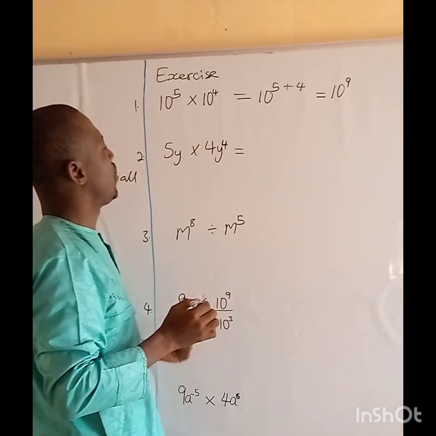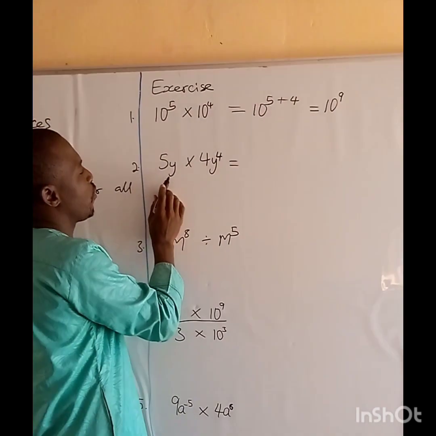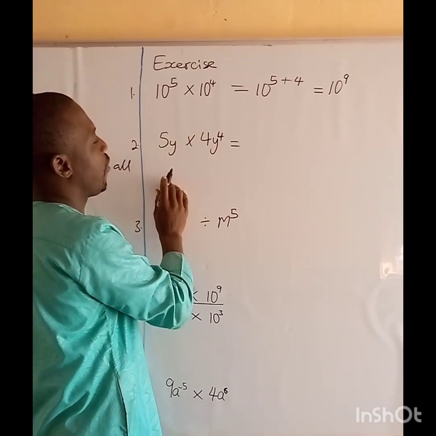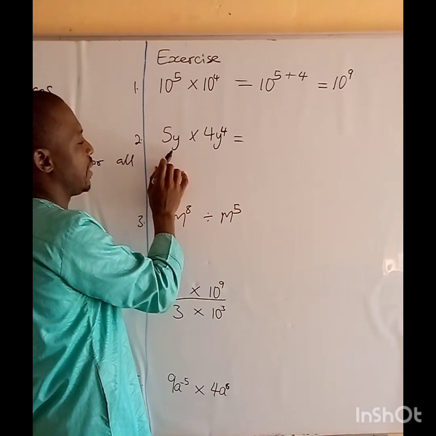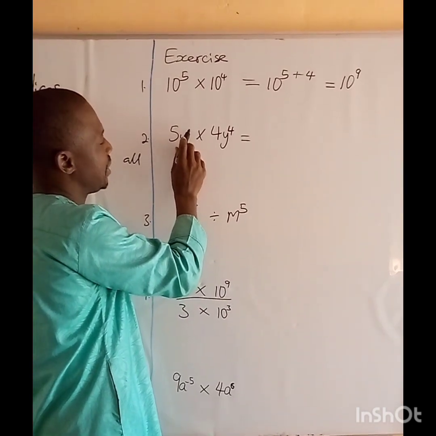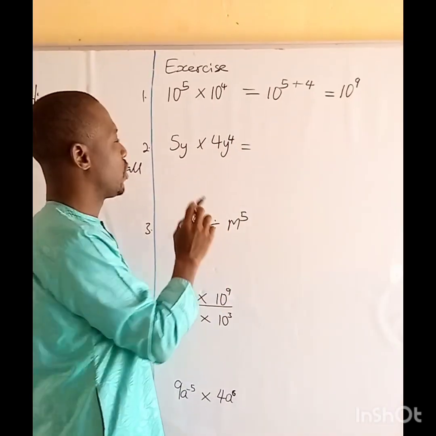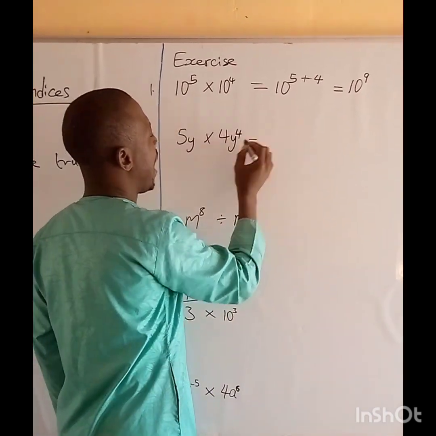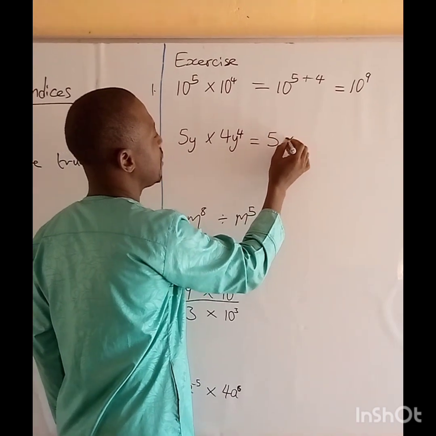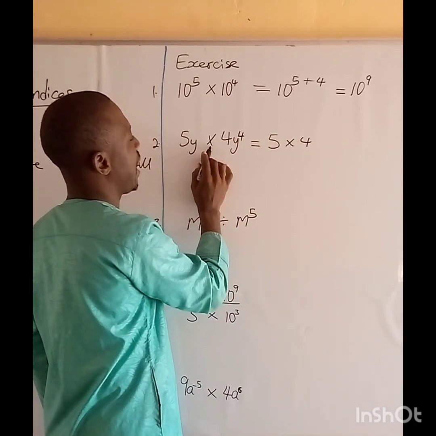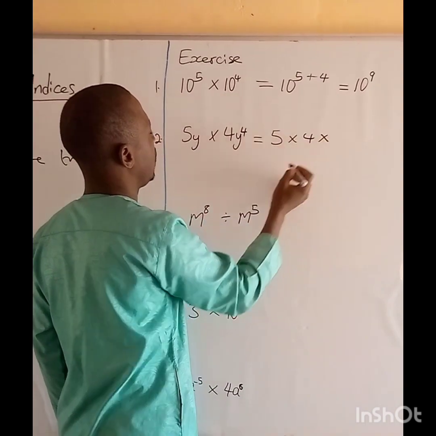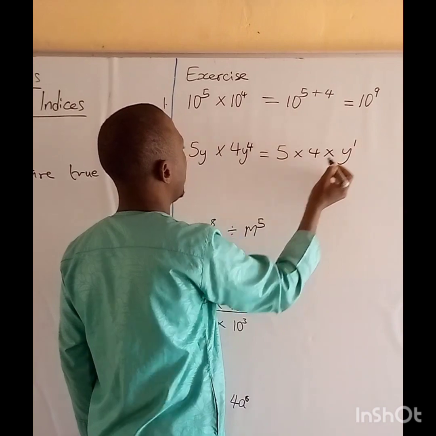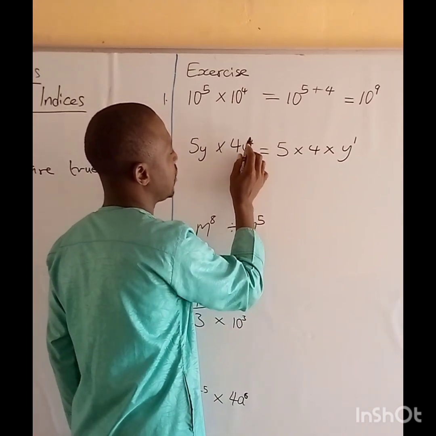Now, the number 2 is 5y times 4y raised to power 4. Now, any alphabet that has no power on top means it has a power of 1. So this y here has the power of 1. So we'll have 5 times 4. This 5 times 4, you bring it here and then you say times y. This y is raised to power 1. And then the second y is raised to power 4.